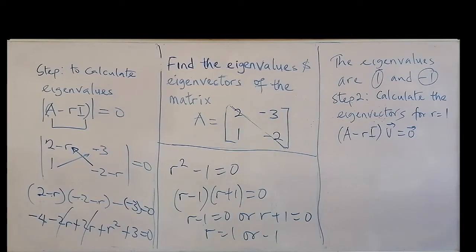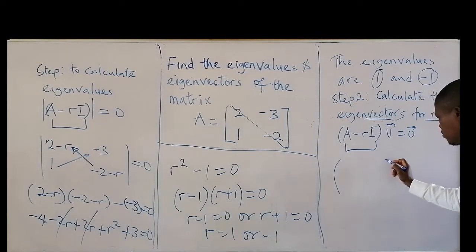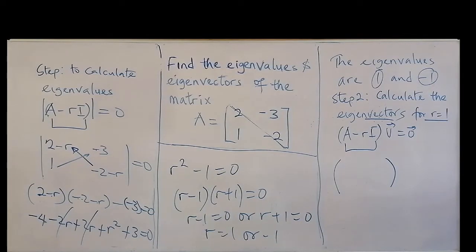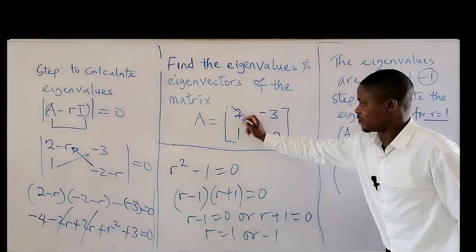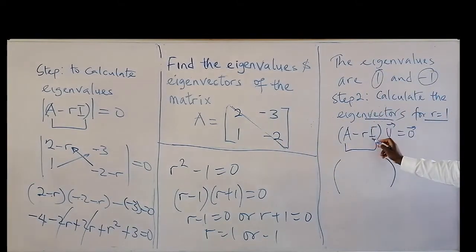But the first procedure to do now is to calculate the eigenvector when r is 1. Okay, and the meaning of this one, we are going to this one. The meaning of this is just go back to your matrix and deduct 1 from the main diagonal. Deduct 1 from your main diagonal. That's the meaning of this expression.